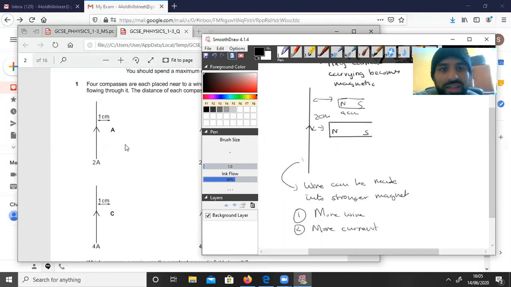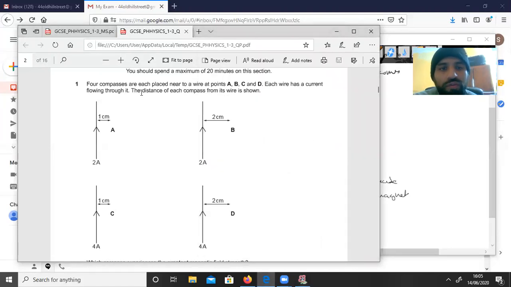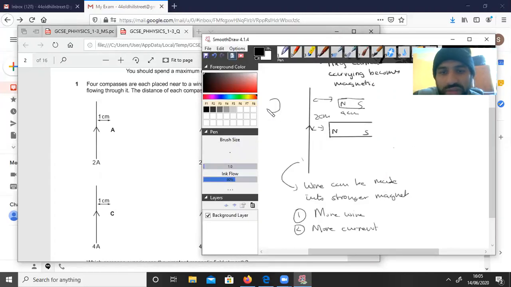So now let's look at this question. 4 compasses are placed near a wire at points A, B, C, and D. Each wire has a current flowing through it. The direction and the distance of each compass from the wire is shown. What does a magnet do to a compass? If I have a compass here, what does a magnet do to the needle? The magnet will move the compass needle, agree?